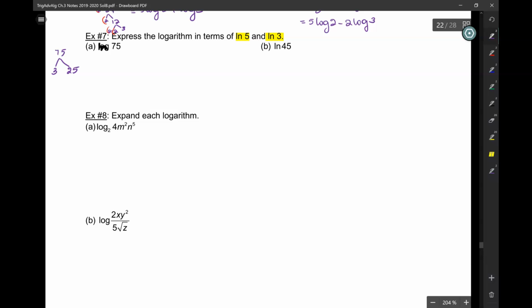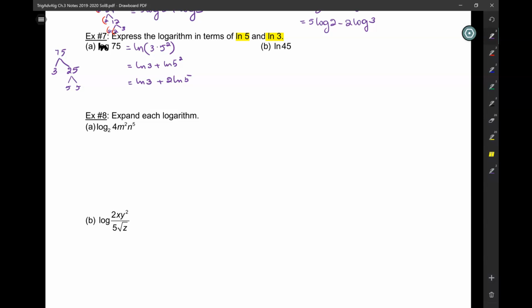So 3 times 25 makes 75. And that's 5 times 5. So do show me that this is ln of 3 times 5 squared. And now it's ln of 3 plus ln 5 squared, which is ln 3 plus 2 ln 5. Okay?